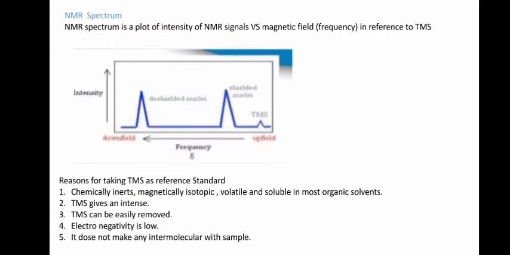NMR spectrum. NMR spectrum is a plot of intensity of NMR signals versus magnetic field frequency in reference to TMS. TMS stands for tetramethylsilane. Now, reasons for taking TMS as reference standard: chemically inert, magnetically isotropic, volatile and soluble in most organic solvents. TMS gives an intense signal. TMS can be easily removed. Electronegativity of TMS is low. It does not make any intermolecular attraction with sample.